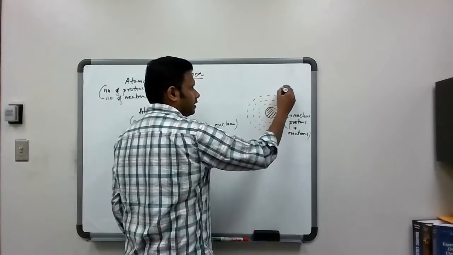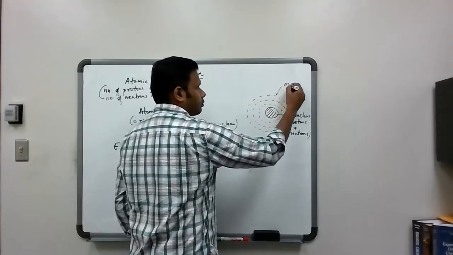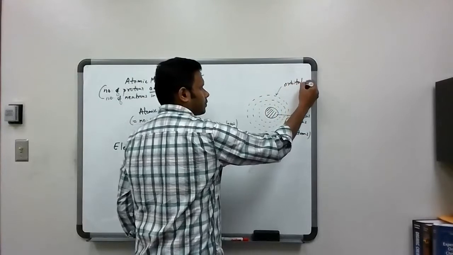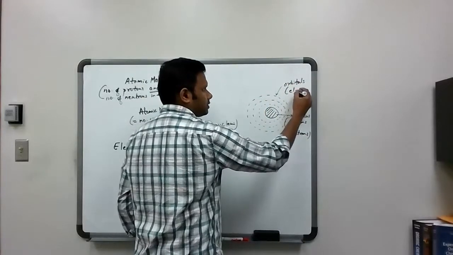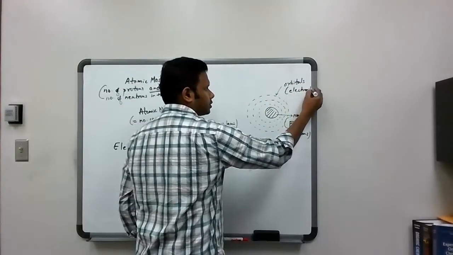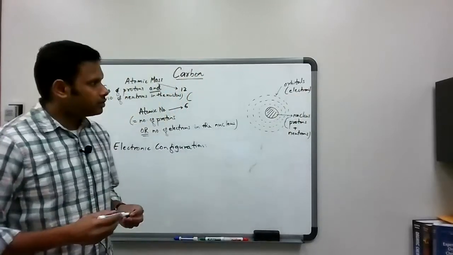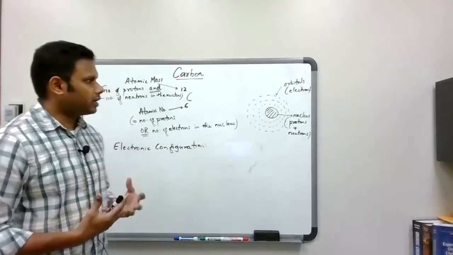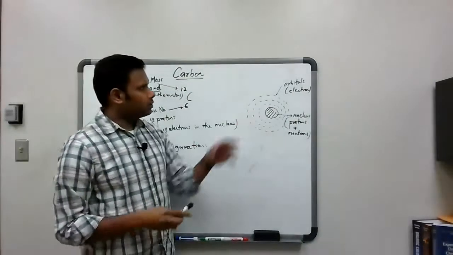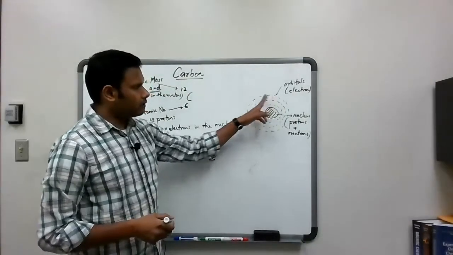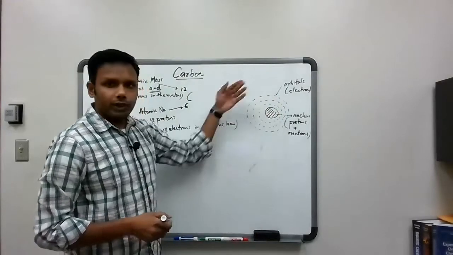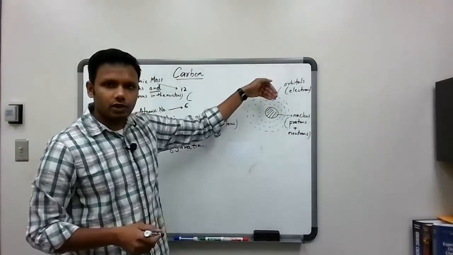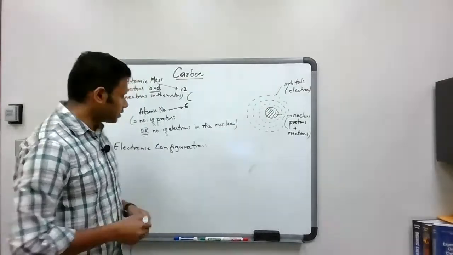And outside the nucleus, we have various orbitals, and this is where the electrons are present. Again, I'm just considering a very crude model of an atom, okay, what an atom is. So outside the nucleus, we have orbitals, various orbitals, and the electrons are present in these orbitals.